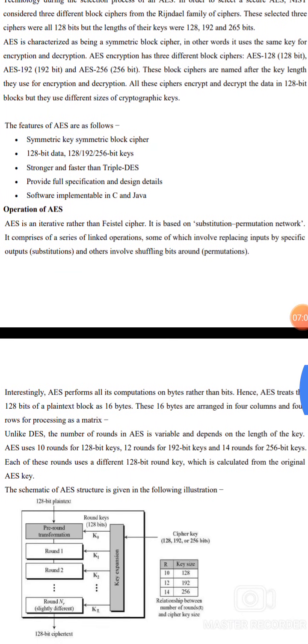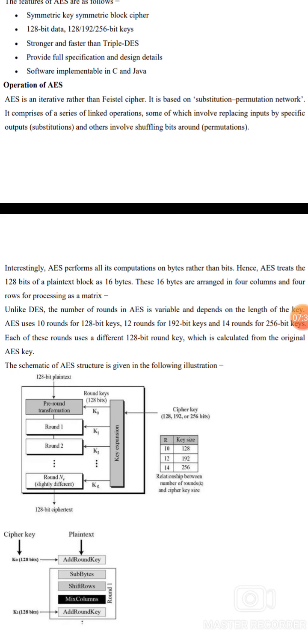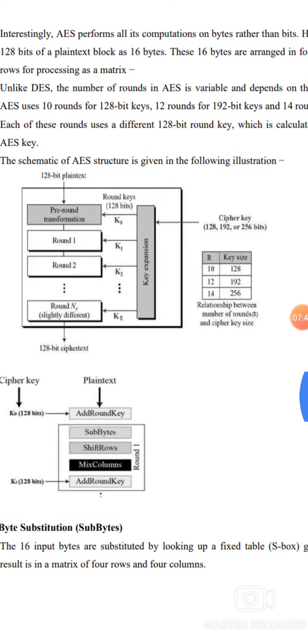The features of AES: a symmetric key, symmetric block cipher, 128-bit data, 128, 192, 256-bit keys, stronger and faster than triple DES, provides full specification and design detail, software implementable in C and Java. The operation of AES: AES is based on a substitution permutation network. It comprises a series of linked operations, some of which involve replacing inputs by specific outputs (substitutions) and others involve shuffling bits around (permutations). In this diagram, the schematic AES structure.